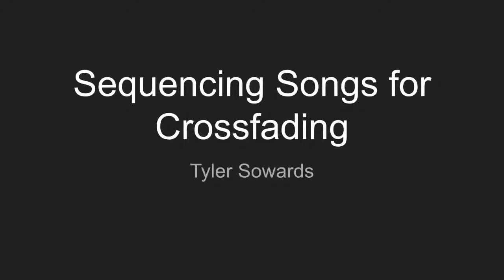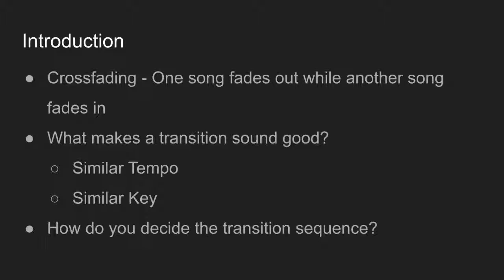So my project was sequencing songs for crossfading. Given a playlist of songs with their tempo and their key, I wanted to find out what is the best order in which to play the songs so that each transition is as smooth as possible. Crossfading is when one song fades out while another song fades in.